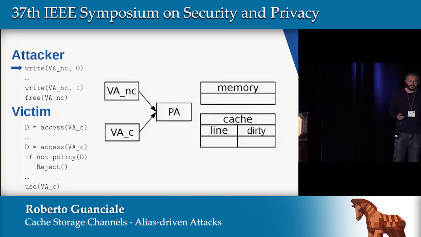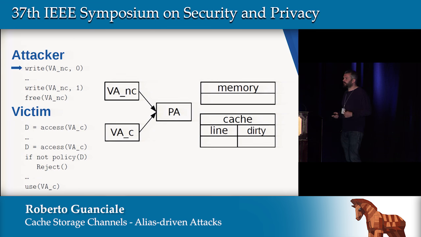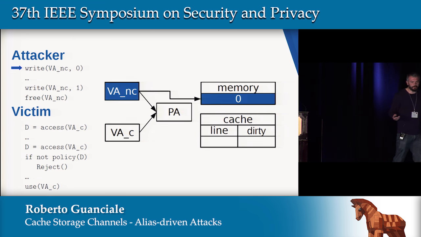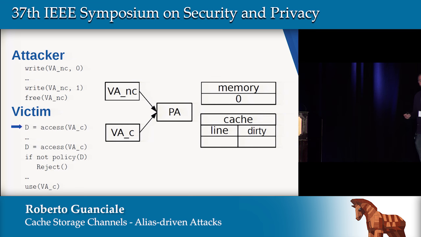So the attacker uses a non-cacheable alias. It writes zero using this virtual memory. This is not cacheable, so we directly write zero into the memory. We completely bypass the cache, obviously. The victim, for some reason, accesses this region of memory. This can even be induced in a malicious way by the attacker.